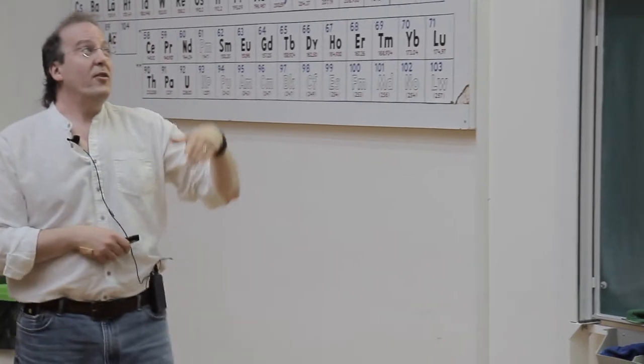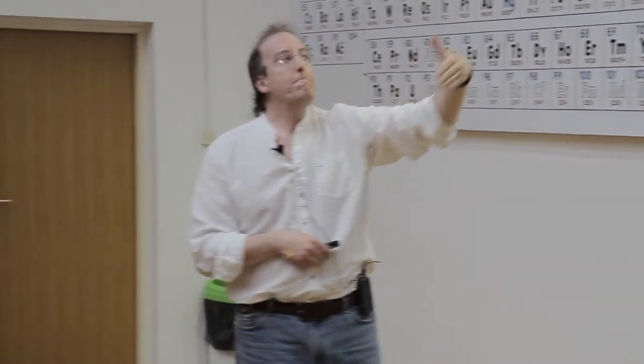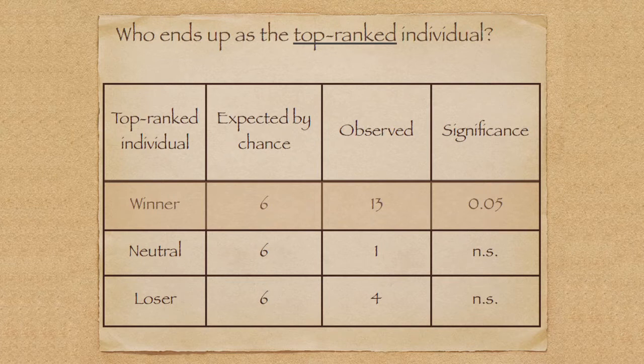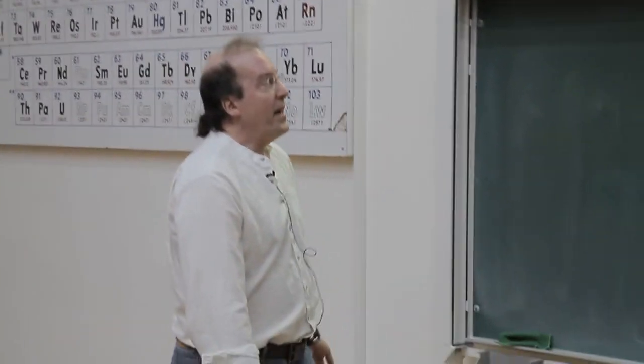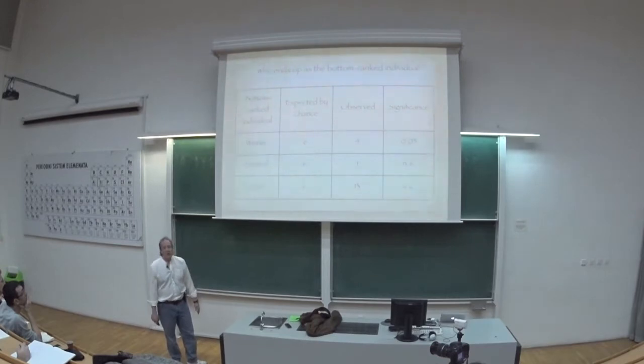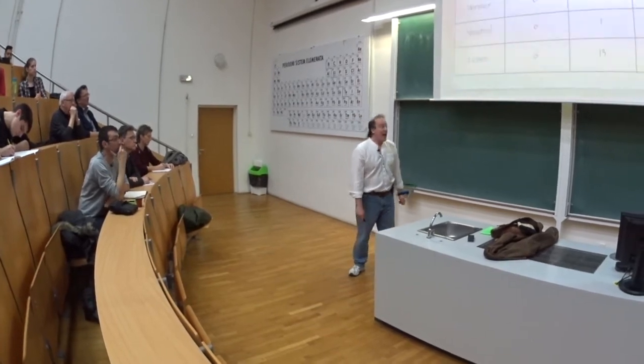What you find, though, is that the individuals who had been experimentally given a winning experience ended up at the top of the hierarchy much more often than chance. In 13 of the 18 hierarchies, the top-ranked individual was the one who had an experimental winner experience. And when you ask who ends up at the bottom of the hierarchy, the worst position, you find the opposite: 13 of the individuals had experienced a loss before, and they were much more likely to end up at the bottom than you would expect by chance.